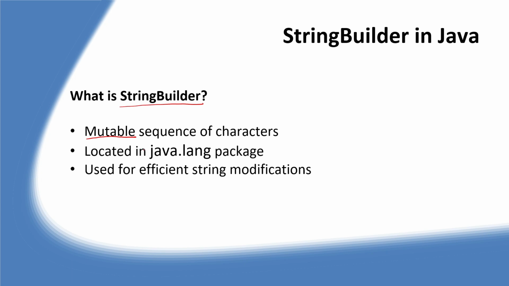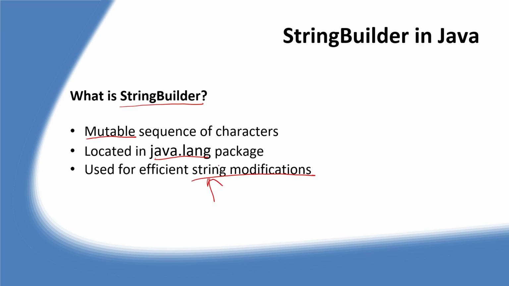As we know, for string, every time we are modifying the string value, it was creating a new string value. Whereas in StringBuilder, we can modify the existing string. We will see with different examples later. This is the main important point of StringBuilder, and it is located in the java.lang package. Mainly it is used for string modifications. We will be manipulating string values.